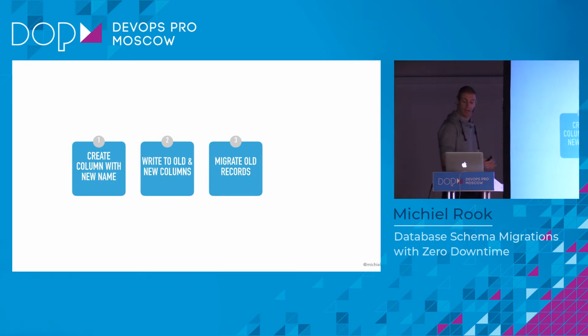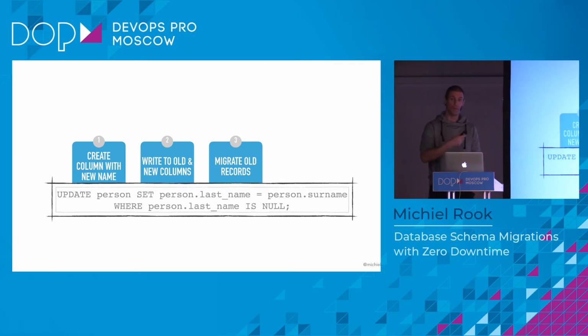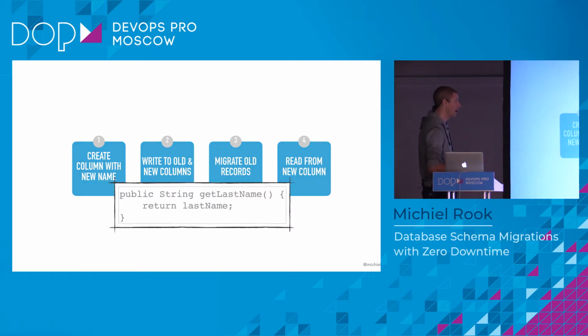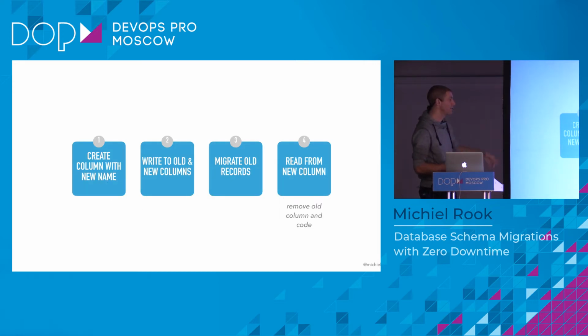And then we start migrating old records. In this simple example, that could be like this. We set the last name to surname where the last name is still null. So all the records that we did not touch, we're going to touch manually now or with this update statement. And then we're actually going to read from the new column because now we can enforce that the new column actually has data. And now our get last name is simply returning last name. And then as a final step, somewhere down the line when this is all stable, we need to remove the old column. So this is surname and the associated code.